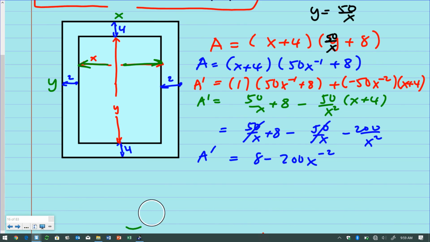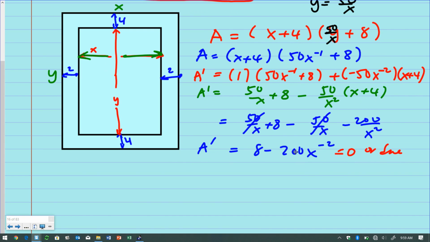All right. So guys, what do you do after you find a prime? Set equal to 0 or DNE. And in this situation, we actually have a DNE. Do you guys see why? Because you actually have a fraction. So it's going to be 8 minus 200 over x squared is equal to 0, or 8 minus 200 over x squared is equal to 1 over 0. What do you guys want to do on this side to figure out your x, your critical point? Solve for x. So how do you do it, though? Do you want to cross multiply, or do you want to do a common denominator?